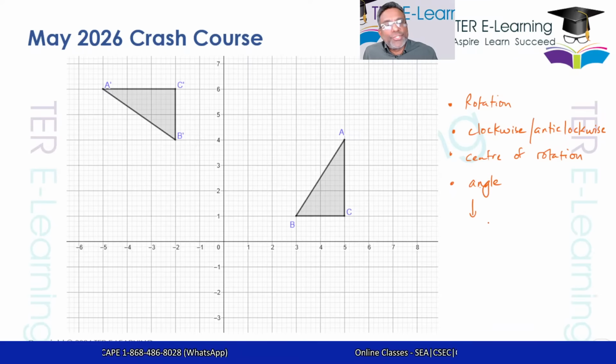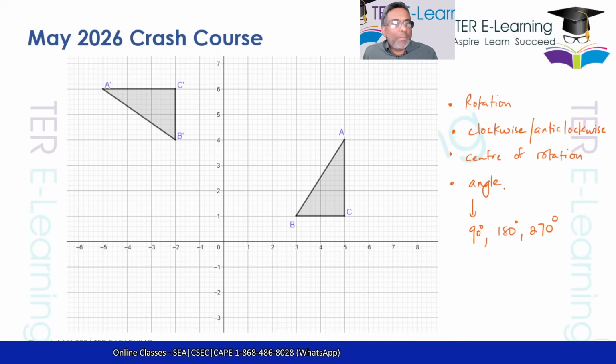For your knowledge, CXC will generally give us angles that are 90 degrees, 180 degrees, or 270 degrees. It's always going to be a multiple of 90. They're not going to give you 25 degrees and say do a rotation.